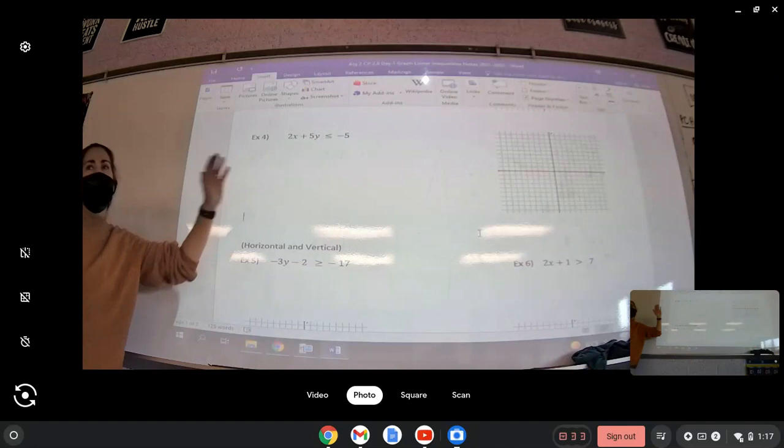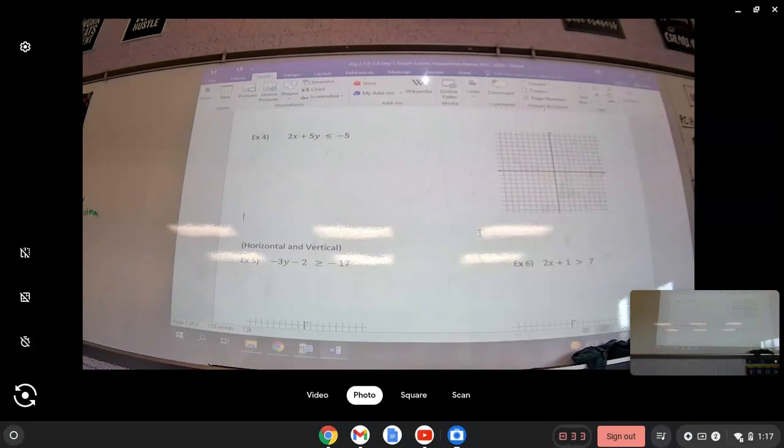All right, so if you want to graph this, you got to solve for y, so you can get your slope and y-intercept.